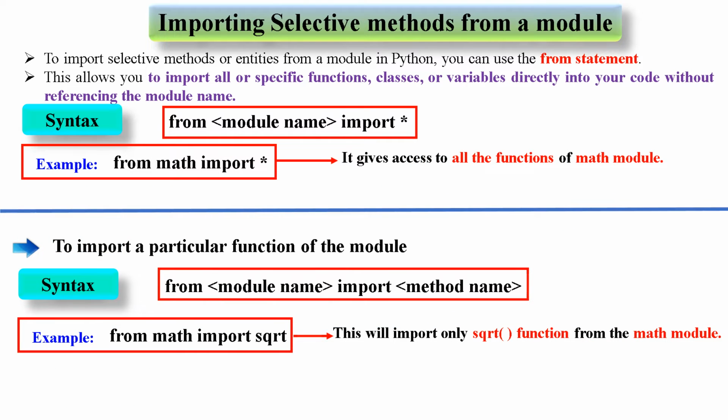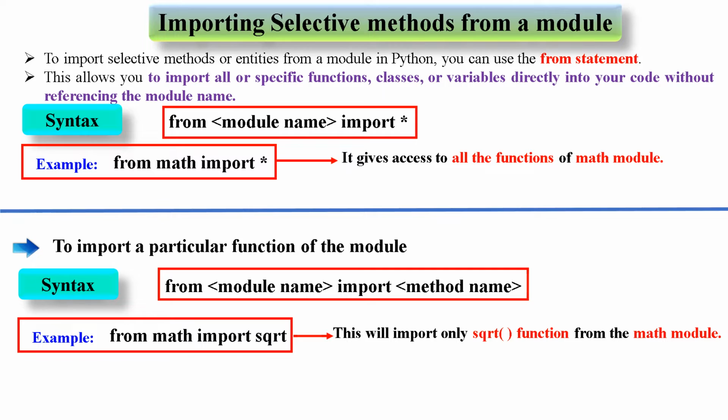Importing the entire module may load more code into memory than necessary. If you only need specific functions or variables from a module, you can use the from statement to import them selectively. Now, let's discuss importing selective methods from a module. To import selective methods or entities from a module in Python, you can use the from statement.